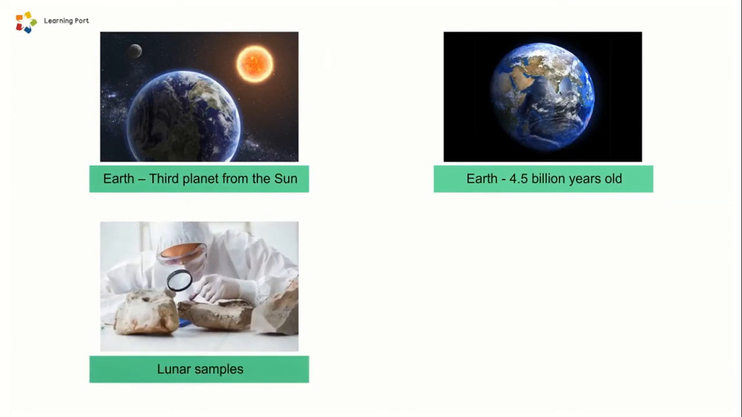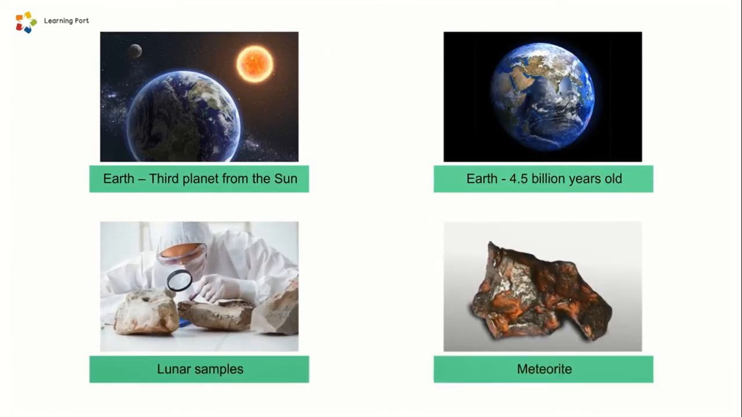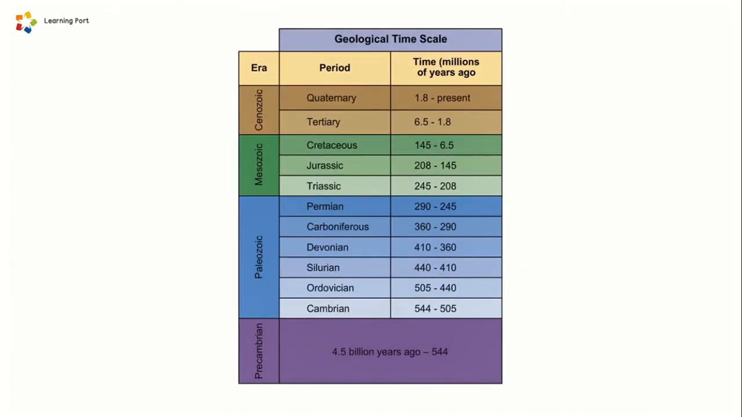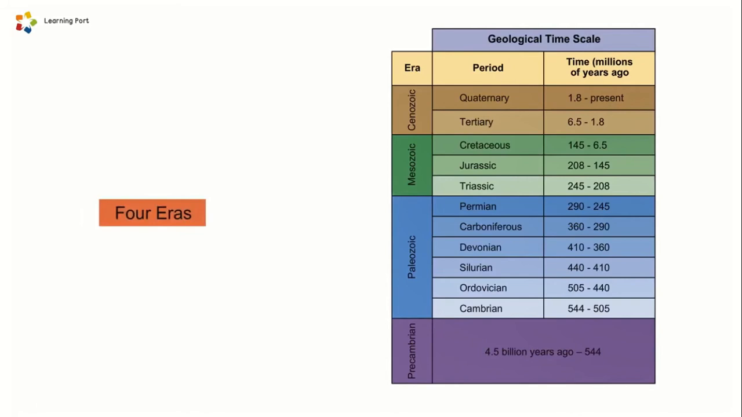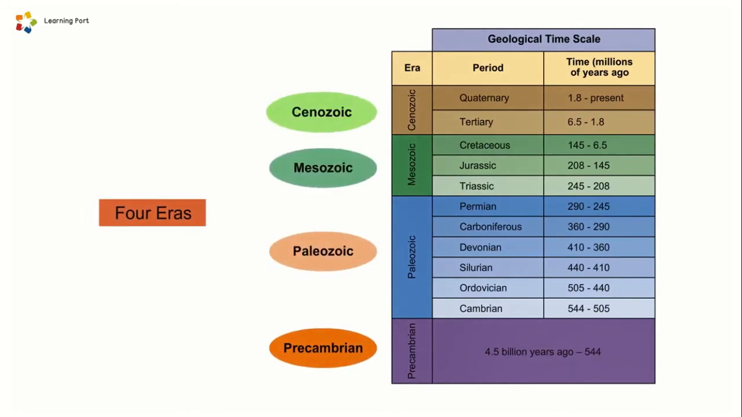Earth is the third planet from the Sun. The Earth is estimated to be about 4.5 billion years old. Scientists used lunar samples and meteorites to determine the age of the Earth. Scientists use the geological timescale to record various stages in Earth's history. Geologists define a long period of time as an era. Each era is divided into several periods. There are 4 eras: Precambrian, Paleozoic, Mesozoic, and Cenozoic.